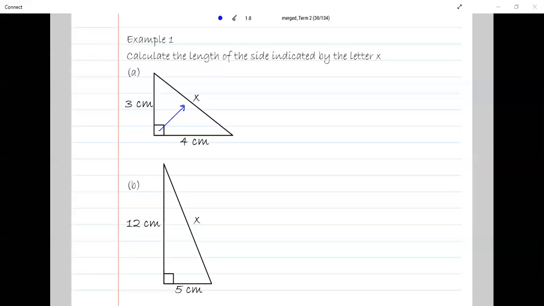Now, in A, if I know two sides of a right angle triangle and I wish to find the length of the third side, I must use Pythagoras theorem. So I would start by writing the Pythagoras theorem formula, which says that c squared is equal to a squared plus b squared. Now c here is the hypotenuse, and a and b are the other two sides.